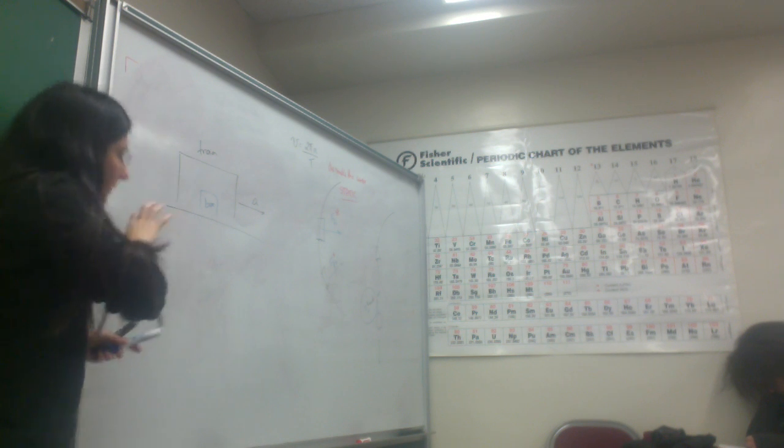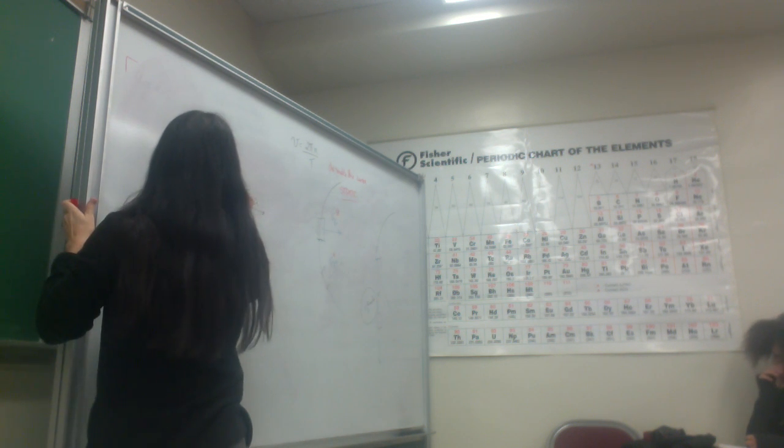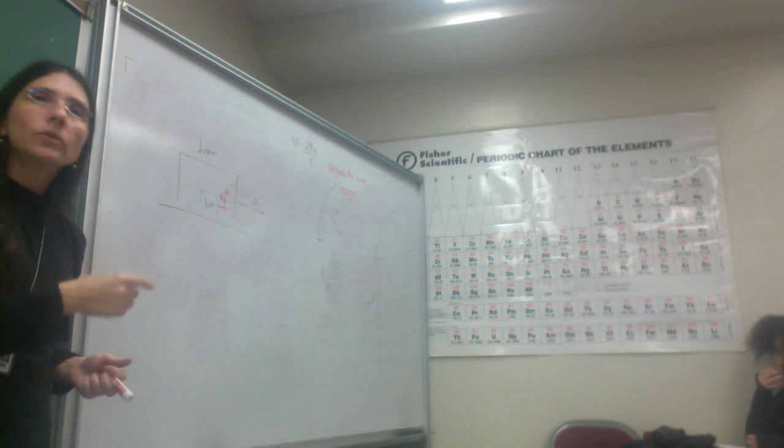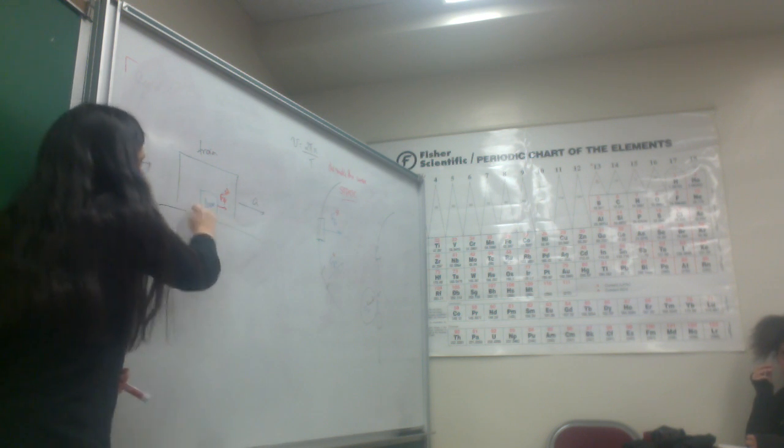What guarantees that this box will move together with the train? Friction. And this is static friction. Static, why? Well, you're saying the train is moving. Yeah, but the box is not moving with respect to the train. So it's static with respect to the train.